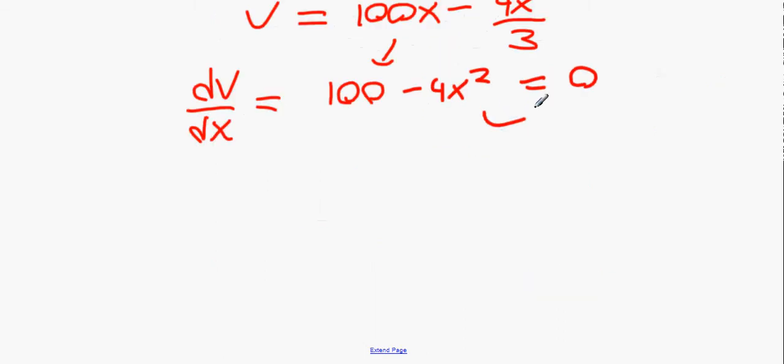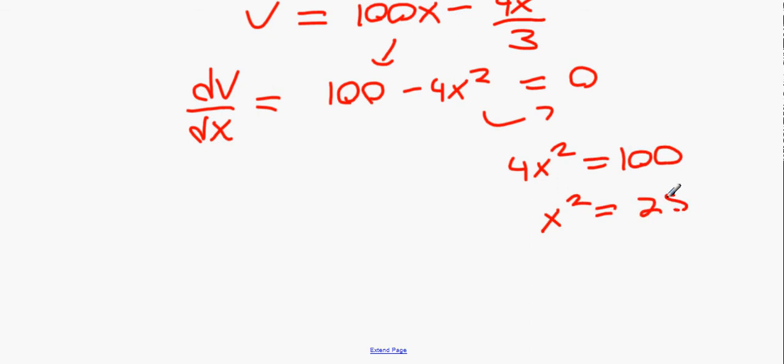So we're going to bring the 4x squared over to the other side, and what we're going to get is 4x squared equals 100. X squared must equal 25. X can be either minus 5 or plus 5. Can't be minus 5 because it's a measurement.